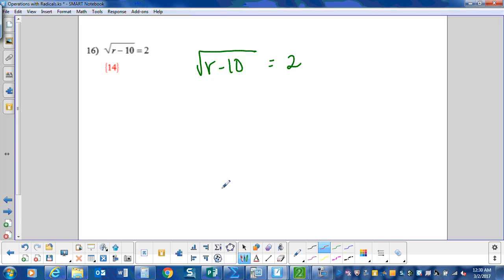Number 16, the square root of r minus 10 equals 2. So I'm going to square the left and square the right. When I have a square and a square root, they cancel each other out. They're inverses, so r minus 10 equals 4. So r equals 14.